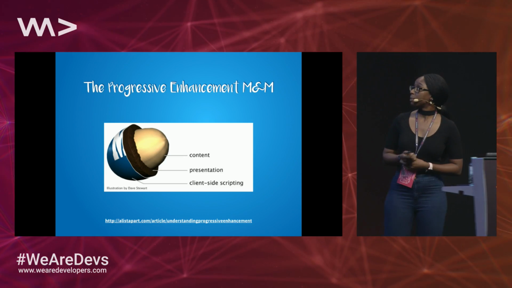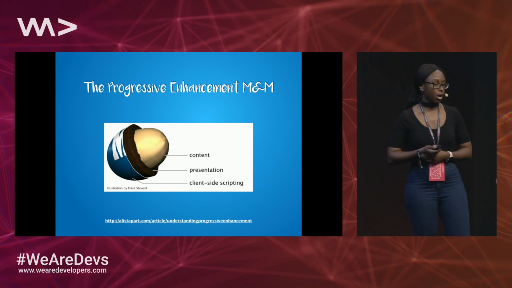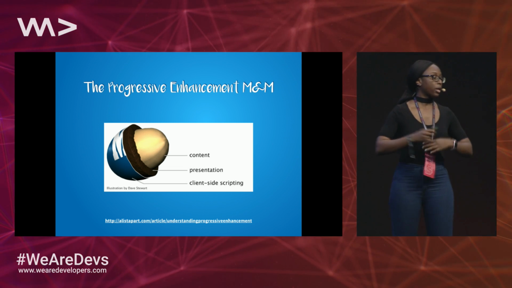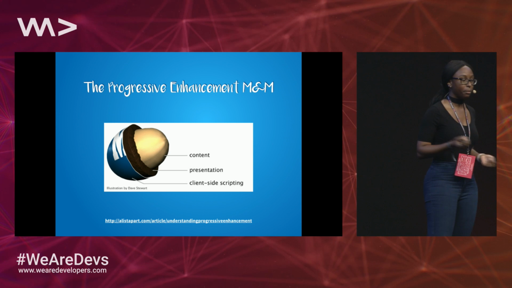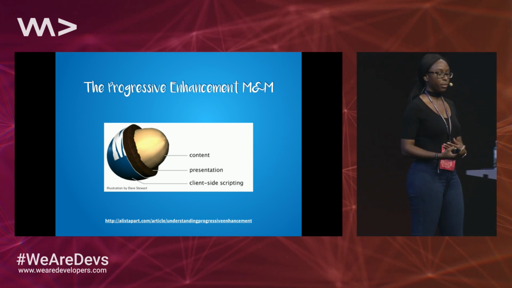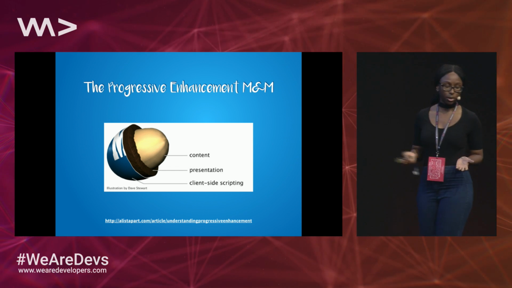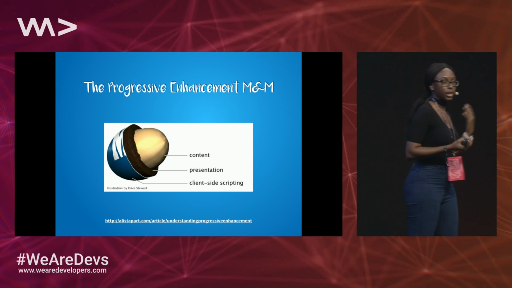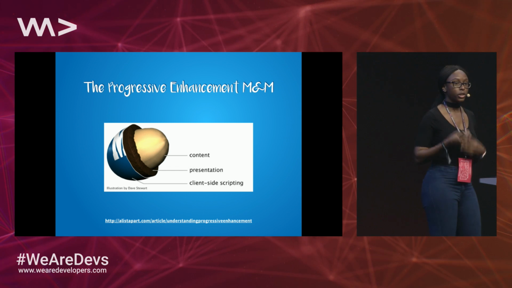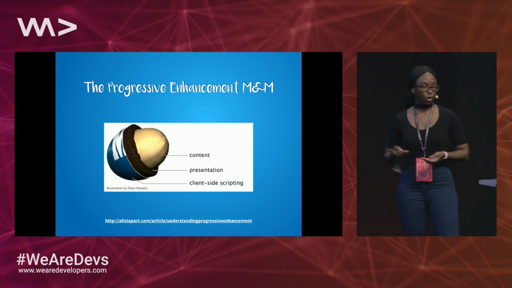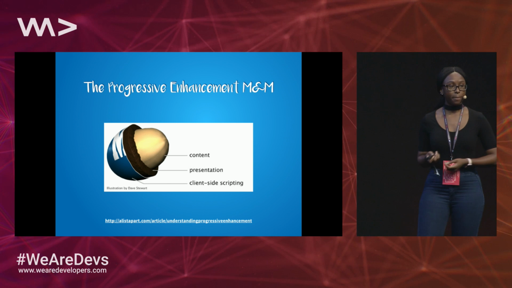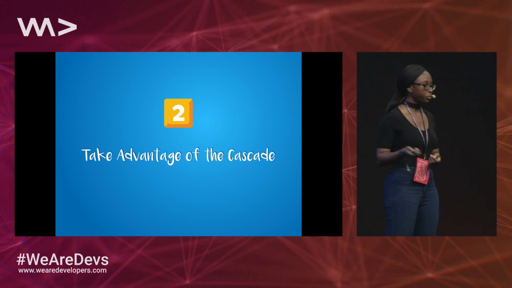And this concept was talked about in an A List Apart article, where they talked about what they called the progressive enhancement M&M. So if you think about it, the content, the HTML, is thought of as the core, which is the most important part. And then you have the presentation, which is like the chocolate wrapper, which is nice, but it's not, again, the core. And then JavaScript is like the wrapper after that.